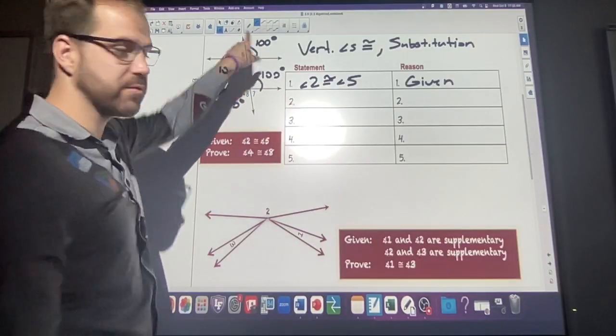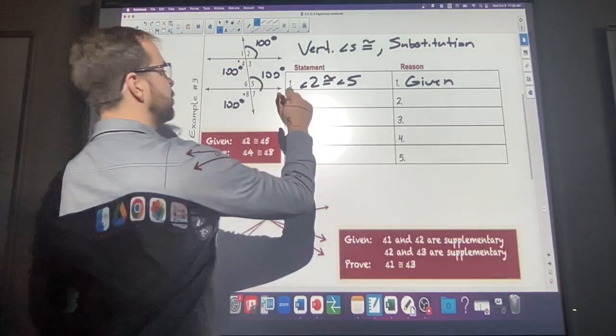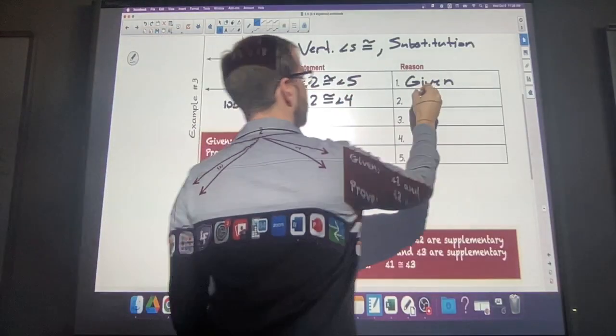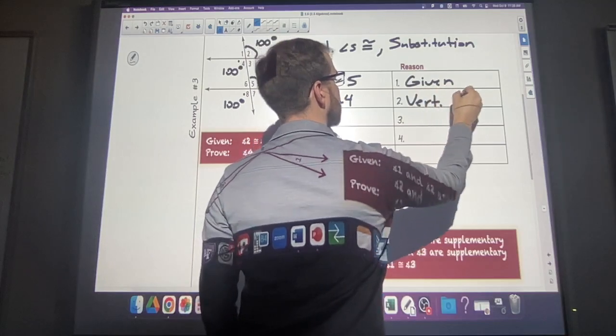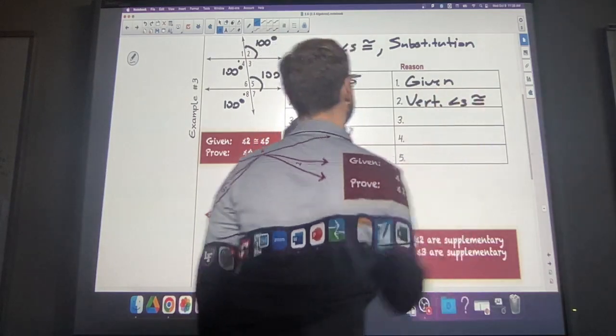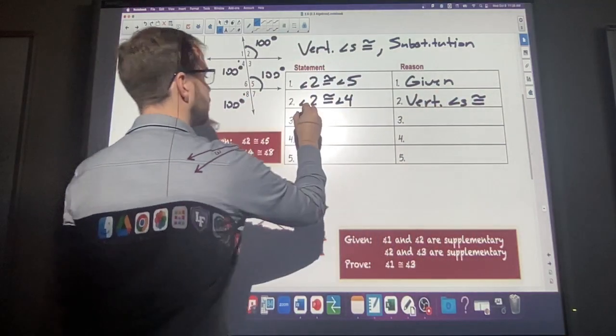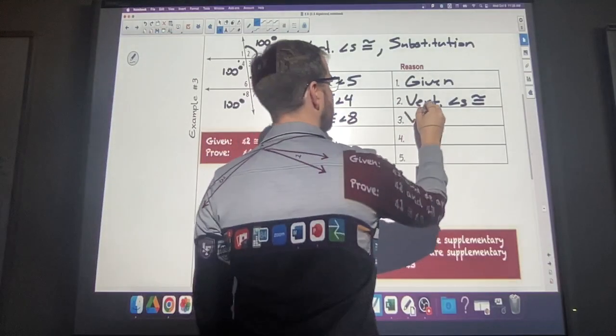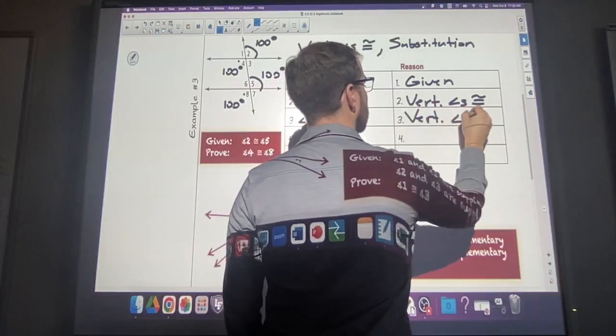Next step, we want to state our vertical angles. So let's start with 2 and 4. Angle 2 is congruent to angle 4, and that's because vertical angles are congruent. And then we're going to say 5 and 8. Angle 5 is congruent to angle 8, and that's because vertical angles are congruent.